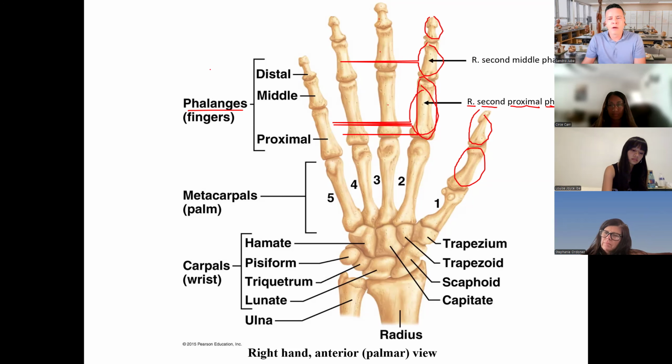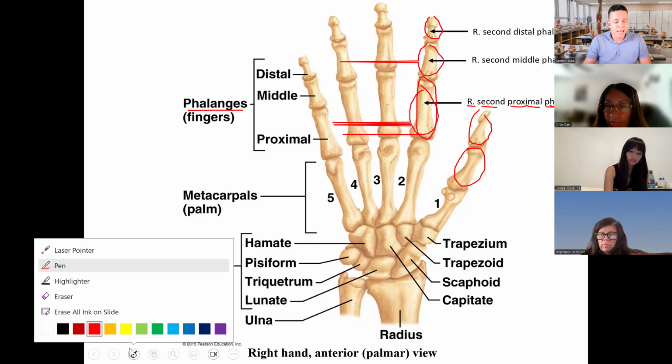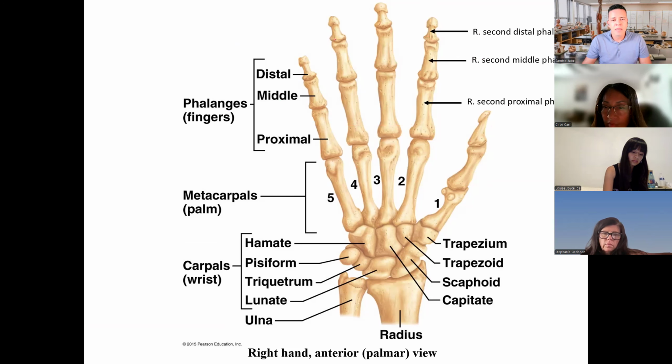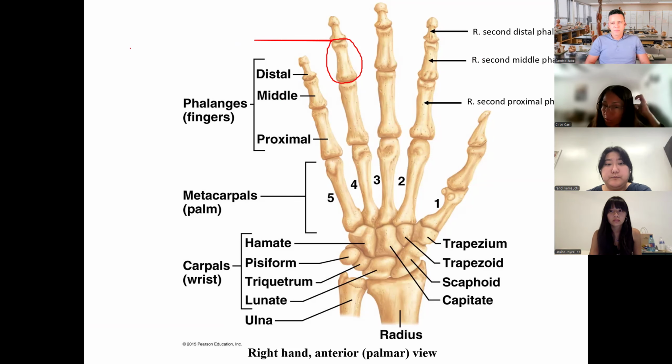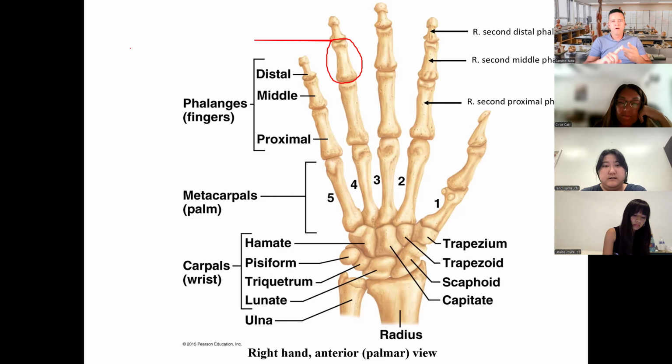The next one right here would be the right second middle phalanx. The other one would be the right second distal phalanx. So please, let's practice together here. Help me out. Can anybody name this bone right here? It's the right fourth middle phalanx. Absolutely correct. That is the right fourth middle phalanx.